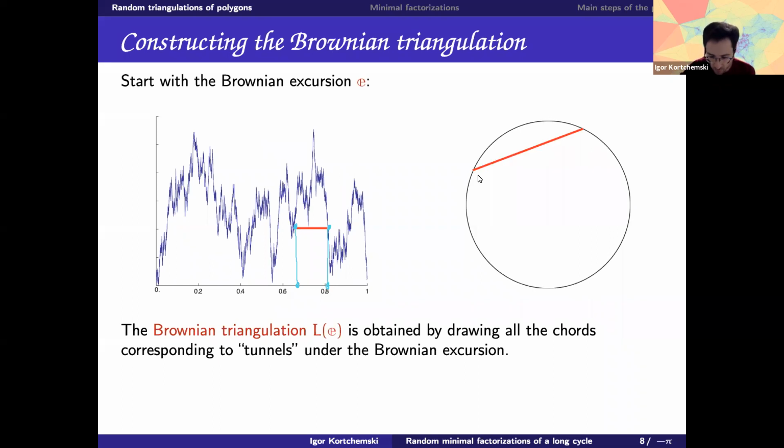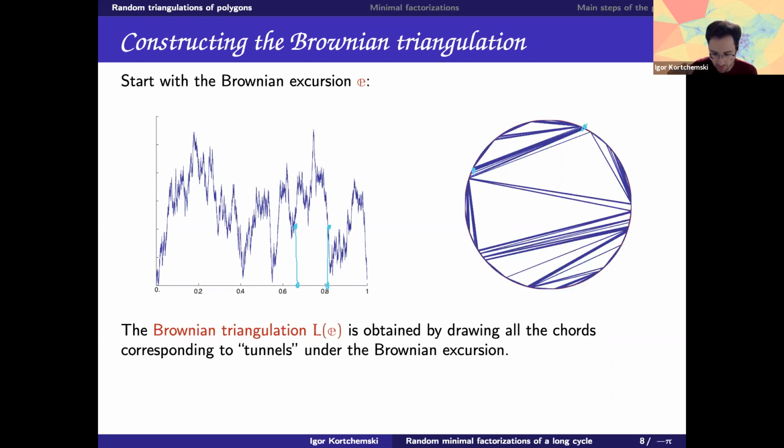And these 2 points on [0, 1] give you 2 points on the circle. And you do this for all tunnels. And since you have an excursion, it's not very difficult to check that the chords are indeed non-crossing, which is maybe not clear at first sight, but it's not very difficult to check. And you get a continuous triangulation. And since the Brownian excursion you started with was random, you get a random triangulation of the unit disk. So this is the definition of the Brownian triangulation.